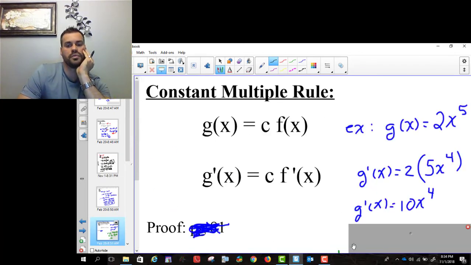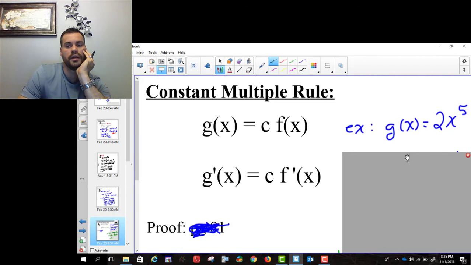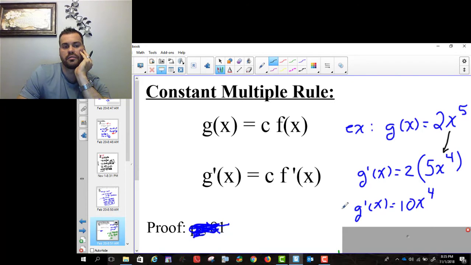The next rule is the constant multiple rule. The constant multiple rule says if you have a constant multiplied by a function, the derivative of that is just the constant multiplied by the derivative of the function. So for example, I have 2x to the 5. It's just 2 times the derivative of x to the 5. For x to the 5, we use the power rule to get that. And then it reduces down.